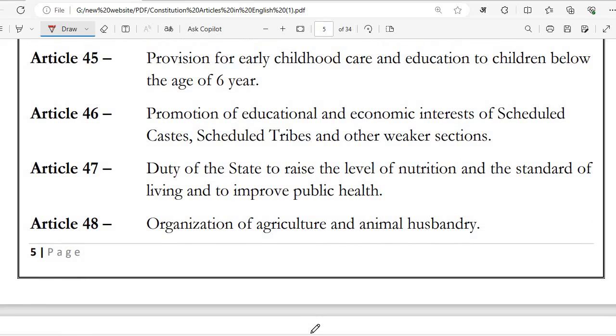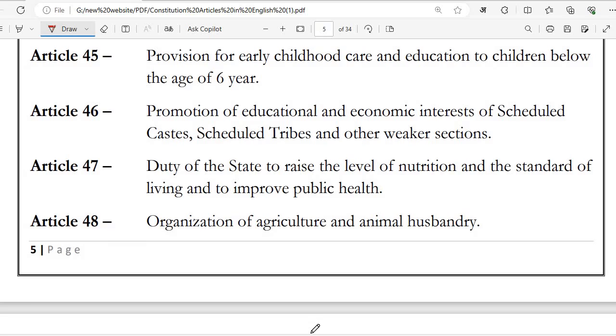Article 45, provision for early childhood care and education to children below the age of 6 years. Initially, there was a provision of education for the age of 6 to 14 years, and through the Right to Education Act, it has been provided. And now, the care of children below the age of 6 years has been added later on. Article 46 provides facilities to the scheduled castes, scheduled tribes and other weaker sections. Okay, it is implemented. Article 47, duty of the state to raise the level of nutrition and standard of living and improve health. Okay, it is also applicable in India.